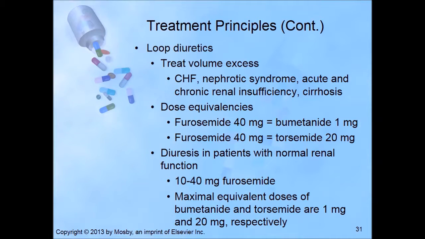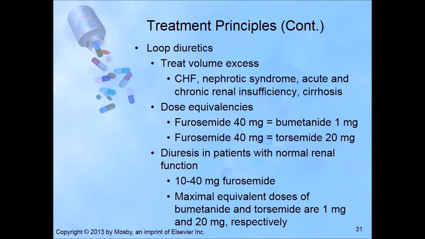A critical component of the loop diuretic dosing is the equivalent dose of each drug. Furosemide 40 milligrams is equivalent to 1 milligram of bumetanide and 20 milligrams of torsemide. This is important when the change is made from one loop diuretic to another. Diuresis is seen with a dose of 10 milligrams of furosemide and at 40 milligrams in patients with normal renal function. The equivalent dosages of bumetanide and torsemide are 1 milligram and 20 milligrams.